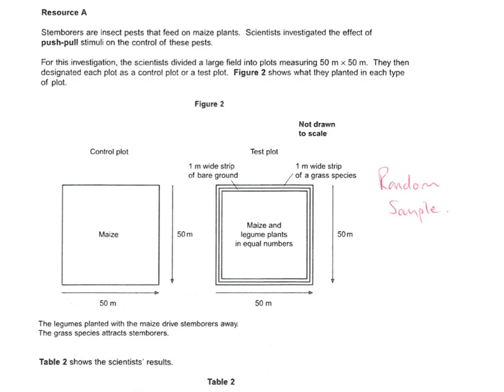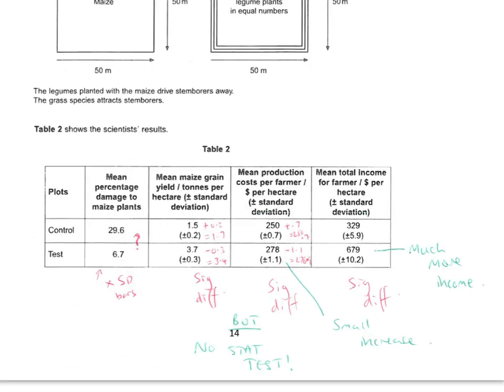So it's always worth, when you see a table, just making a quick judgment of what can you tell from what we've got. So in red, I put my brief observations. So first of all, mean damage to maize plants. So we've got a control, so that's what we're going to compare the results to, and we've got a test. So we can see that there is less damage to the test compared to the control, which looks good, but there's no standard deviation bars. We can't tell if that difference is significant in any way. So that'll be a negative against that.